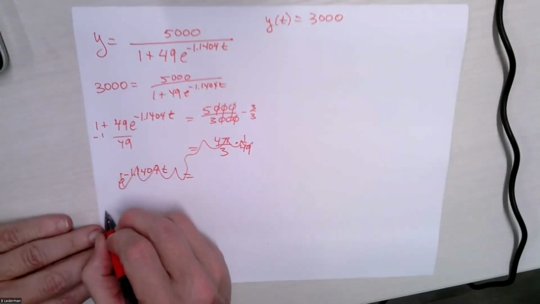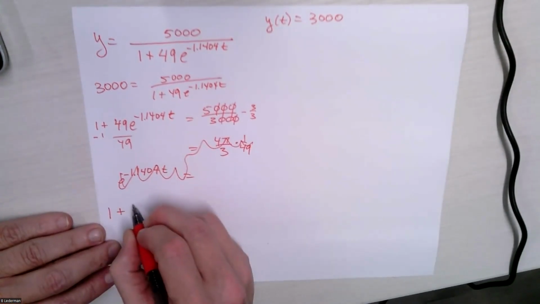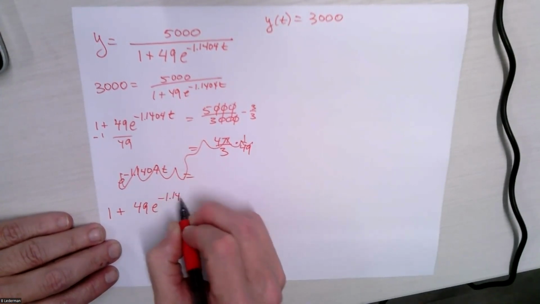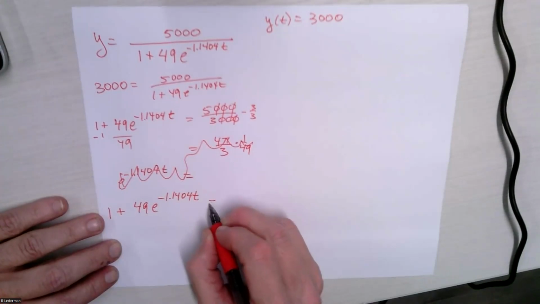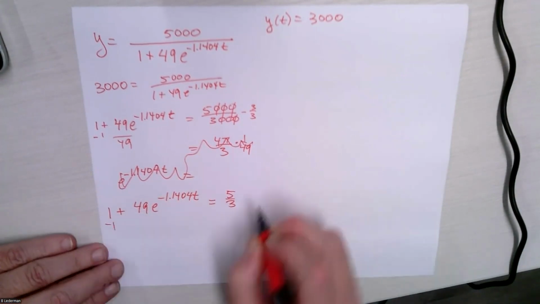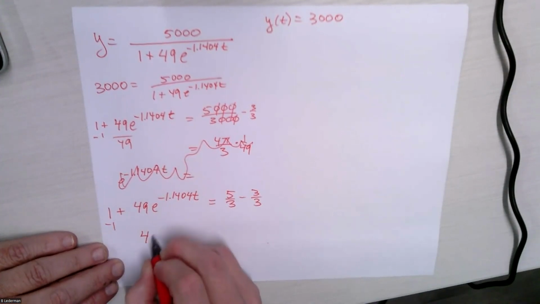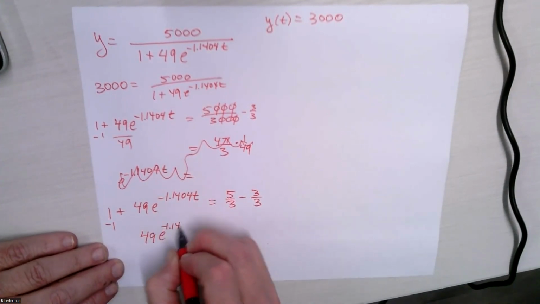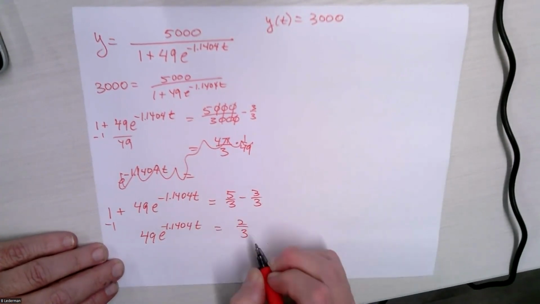So, let me just recap. So it's 1 plus 49 times e to the negative 1.1404 t equals 5/3. And now I'm subtracting 1, so it's like subtracting 3/3. So 49 e to the negative 1.1404 t is equal to 2/3.